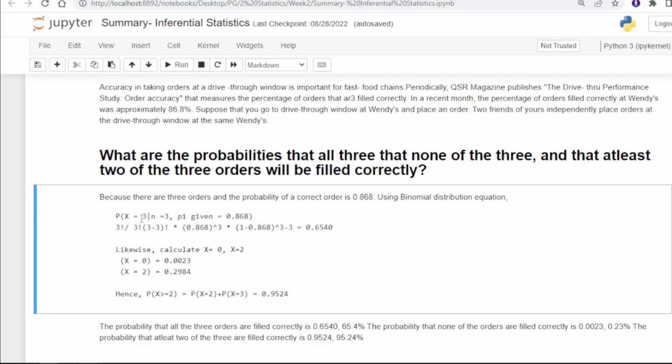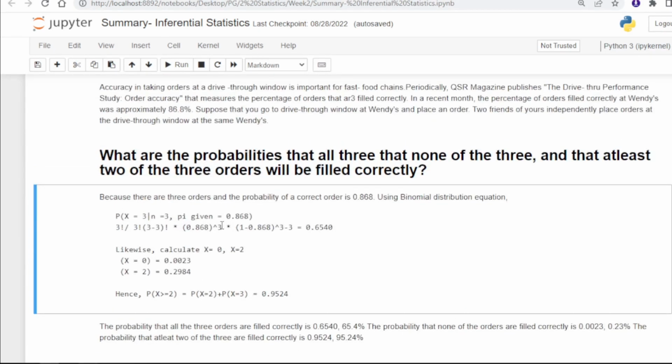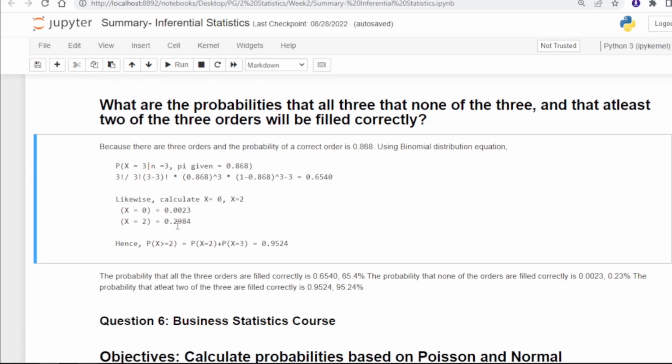Okay, so what we will get is 3 factorial, if n is 3, so again 3 factorial over 3 minus 3, that whole factorial, multiplying that with the pi value, with the power 3. That is nothing but the formula that we have defined above, just the expression of that formula. Likewise, we calculate for x equals 0 and x equals 2.